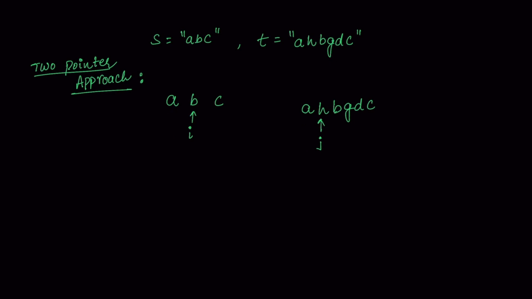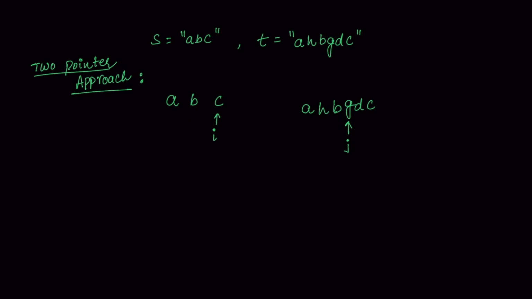Yes, we have incremented the ith pointer and jth pointer. Then we are again going to compare the character at the ith pointer and the character at the jth pointer. In this case, they are not the same. So we are only going to increment the jth pointer. Now we have incremented only the jth pointer. Then again we compare the characters at the ith pointer and the jth pointer. In this case, the character is the same and it is B. So then we are going to increment both the ith pointer and jth pointer.